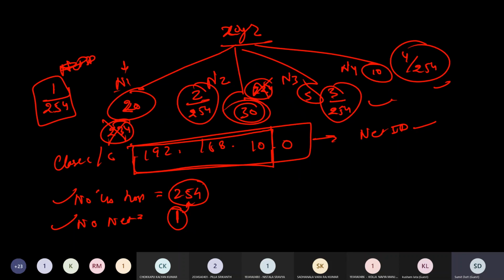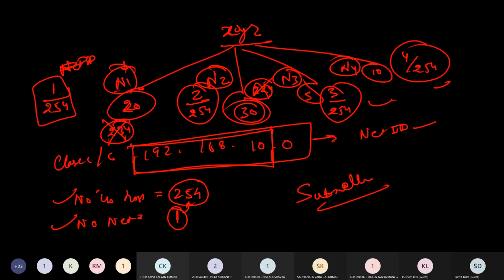Am I clear with the problem? So here we are wasting our resources and buying more IP addresses than required, which is solved with the concept called subnetting. Am I clear with the problem? Yes, no? Or shall I repeat? Repeat. Okay.